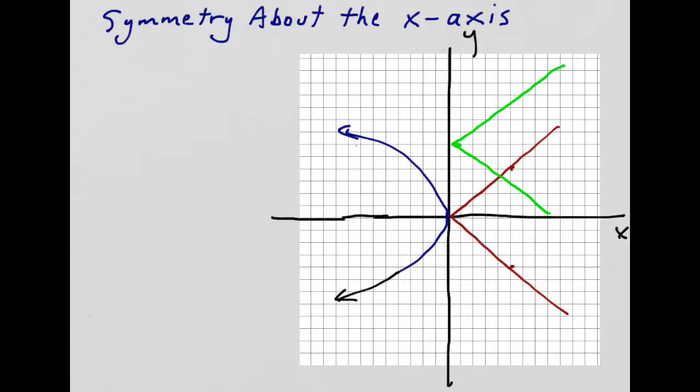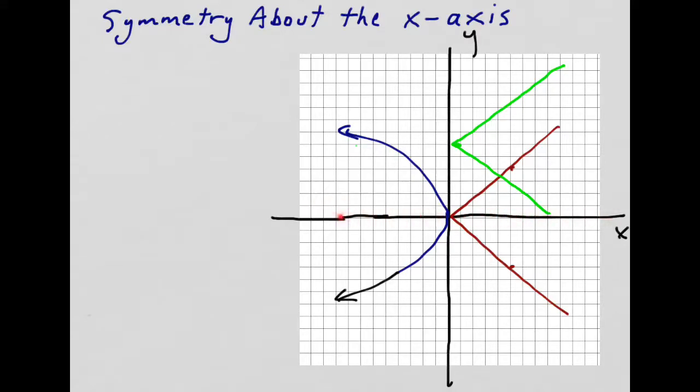When we study the behavior of certain types of functions and graphs, it helps to know something about symmetry. So there's three different types of symmetry that we're going to discuss. The first one would be symmetry about the x-axis. So here would be the x-axis.